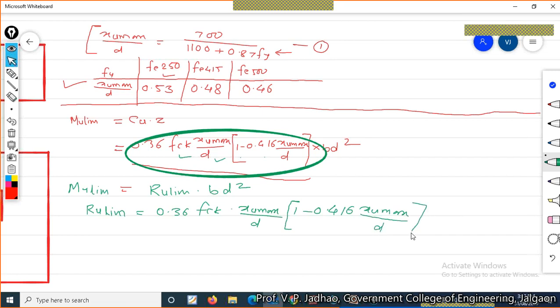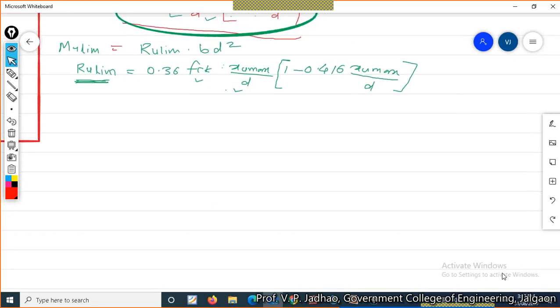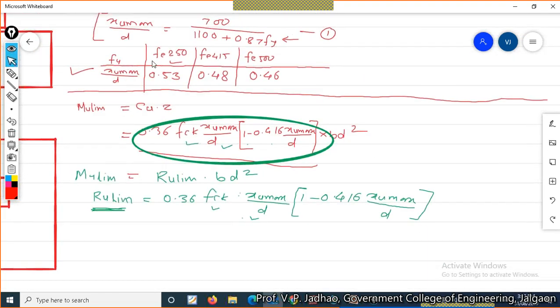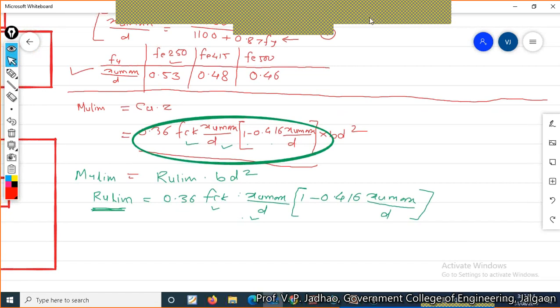So this is the value of Ru limiting. Now if you know the value of fck and you know the value of fy, then you can know the value of xu max upon d. So you will get some constant value of Ru limiting for every value of Fe, that is the tensile strength of steel. Otherwise I'll send it to you in PDF.